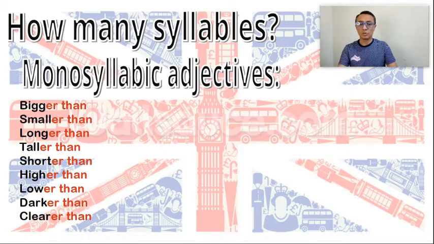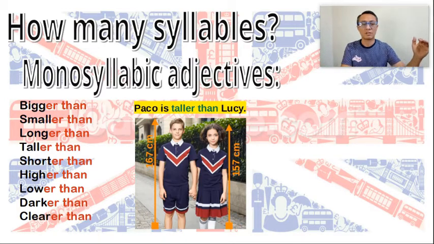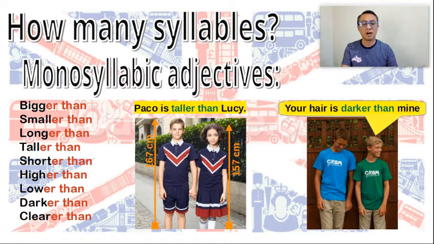If you want to use any of them to compare two things, you have to transform them by adding the suffix -er followed by the word than. Let's see some examples. Paco is taller than Lucy. Your hair is darker than mine.